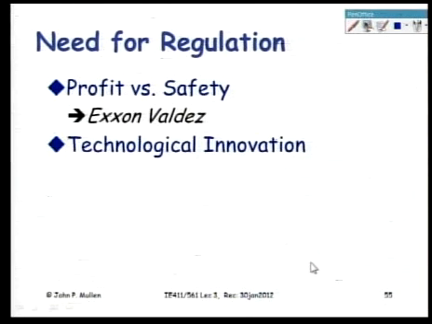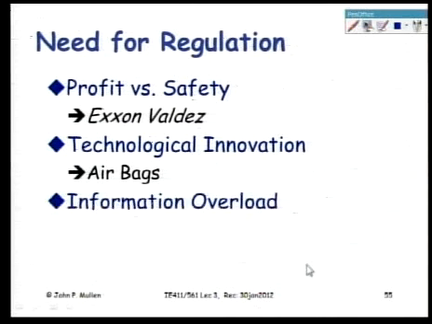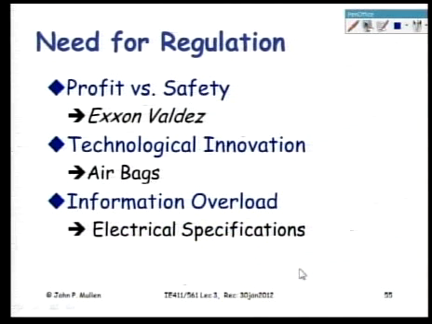Technological innovation causes regulation needs. And for an example there, I'll use airbags. Everybody knows about airbags, right? In cars. Anyone have airbags in your car? How many airbags are in your car? Only one. Got an older car. Nowadays, someone's advertising 17 airbags in their car. Going, wow, where do they put them all? Okay, information overload. So, and for that, I'm going to talk about electrical specifications.